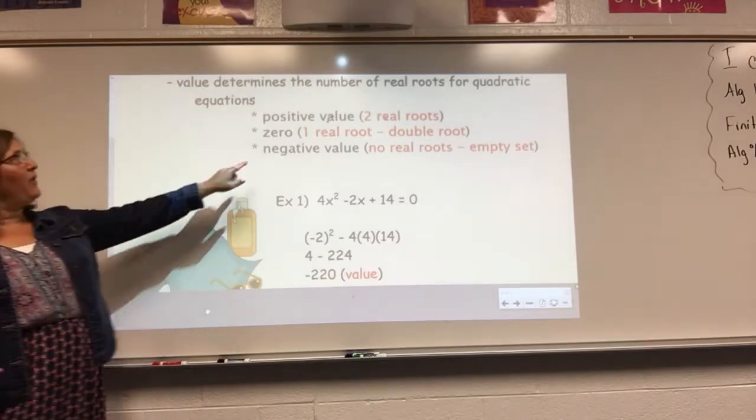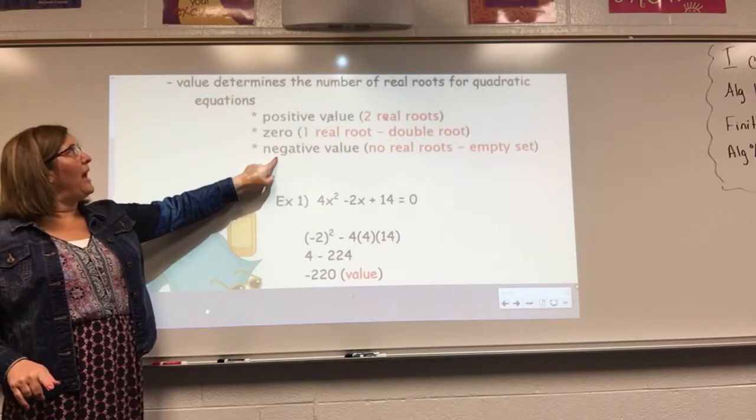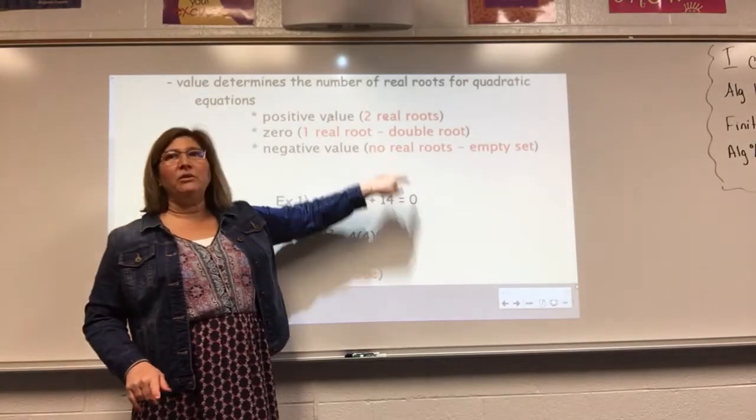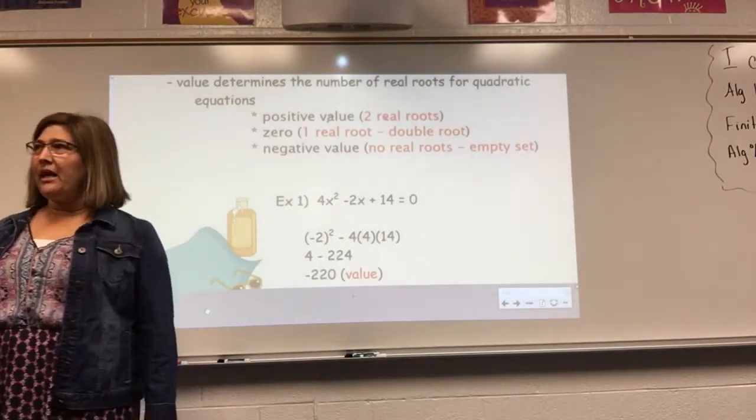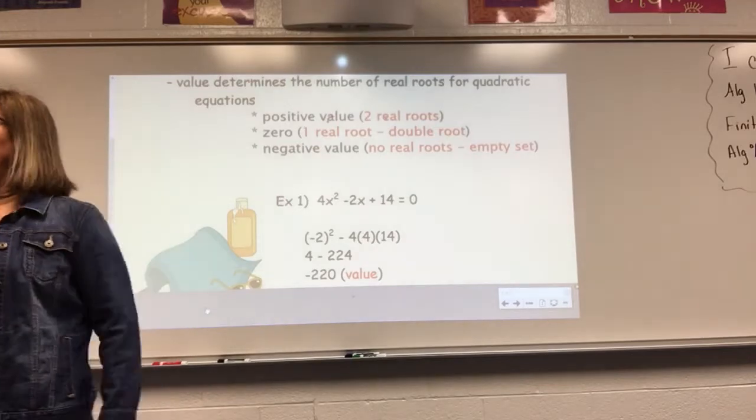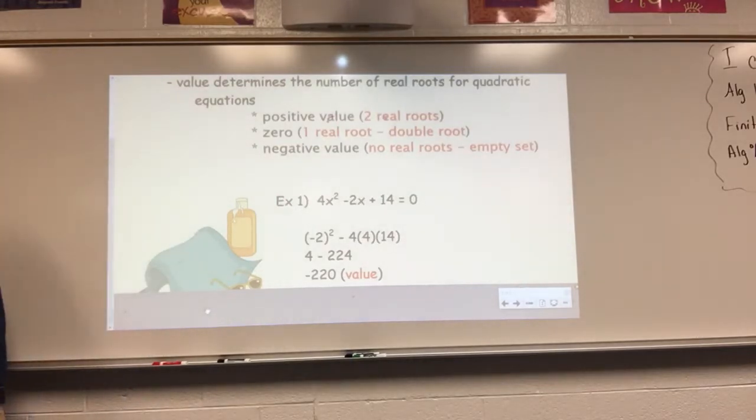Because it's negative, how many solutions do we have? None. So you would write -220, comma, no solution, or the empty set symbol. No roots is what you would say. No roots for today. You don't have any.